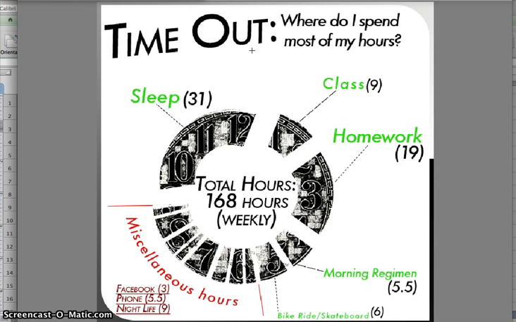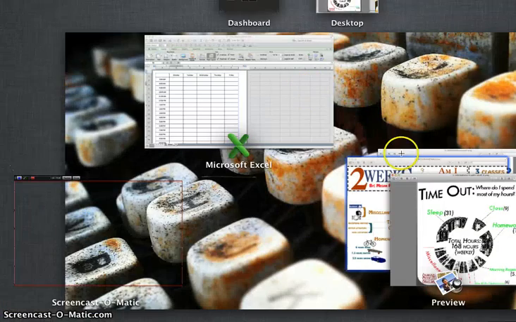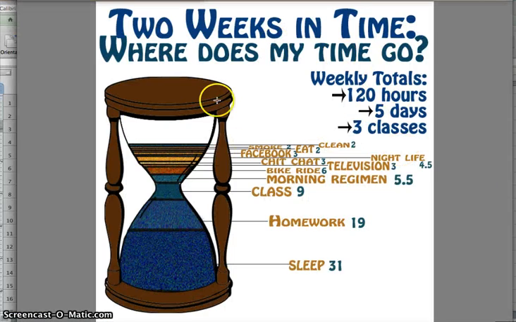I switched over to an hourglass. This hourglass figure to show, maybe a different way to show time. And I changed my title as well. 2 weeks in time. Where does my time go? I changed my title throughout this whole thing.